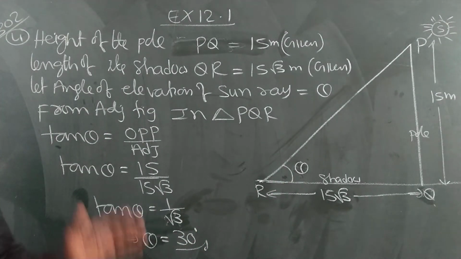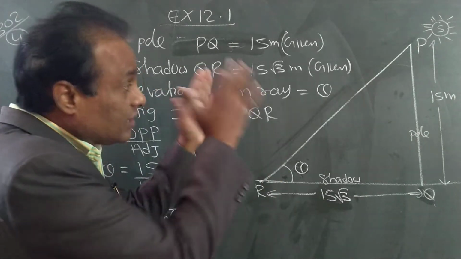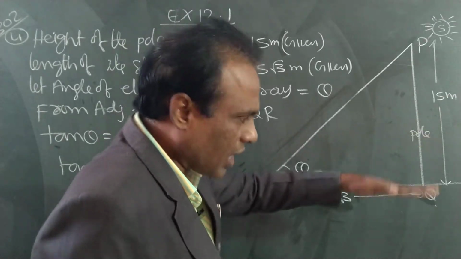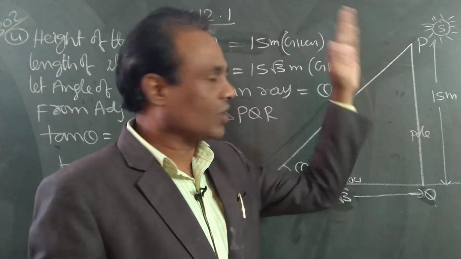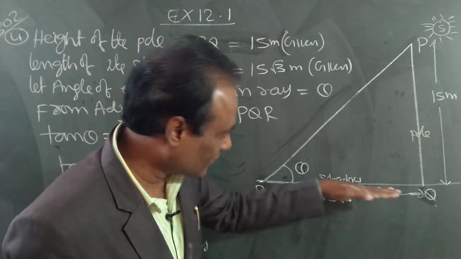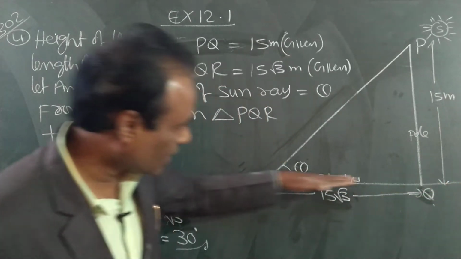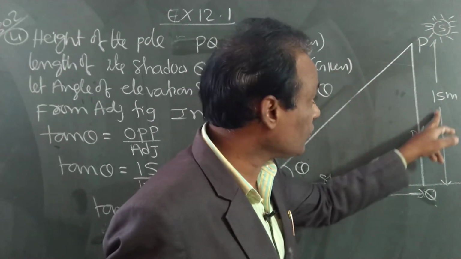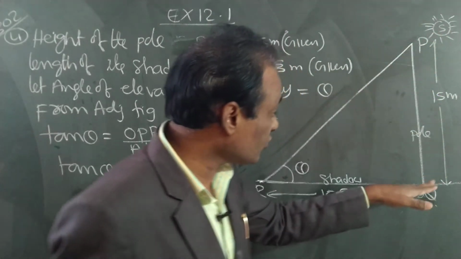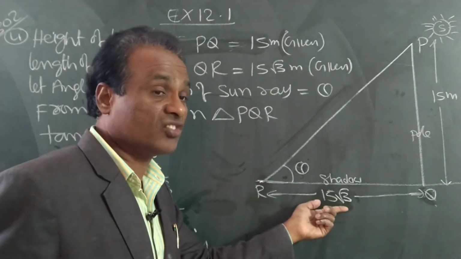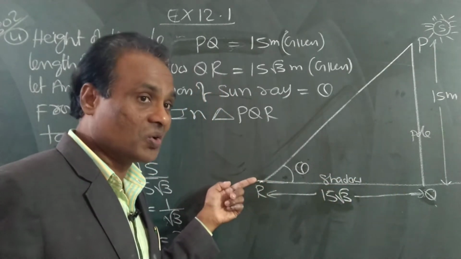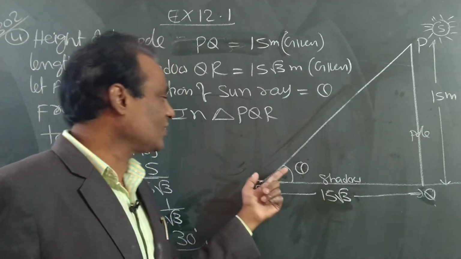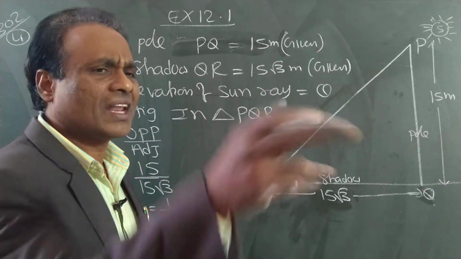Simple. First, reading the question and drawing the figure is important. Pole will always be vertical. We don't draw the pole on the ground. Ground means horizontal only. This is the ground. On the ground a pole is standing. What is the height of the pole? 15 meters. So the length of the shadow of the pole is 15 root 3. Shadow will be on the ground only. Pole height 15, shadow length 15 root 3. This theta is asked. Very simple.